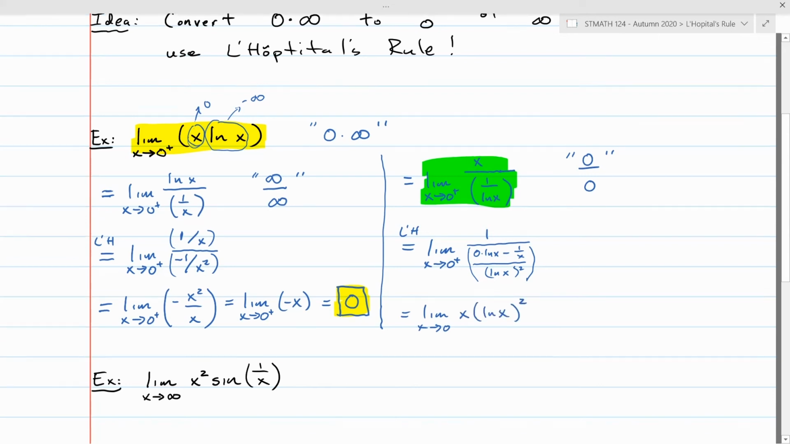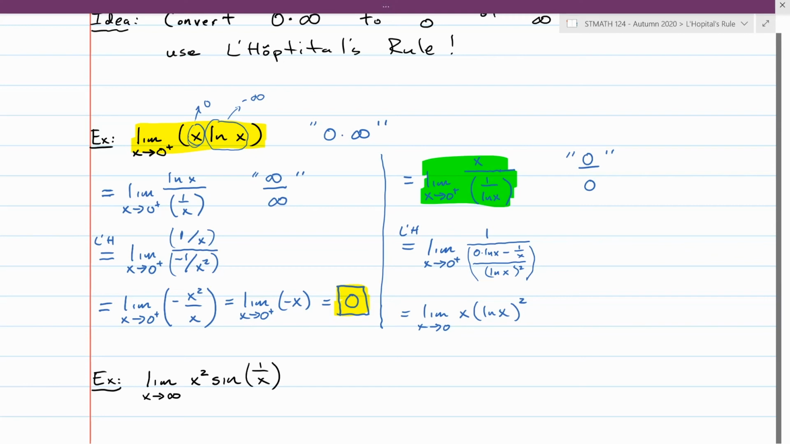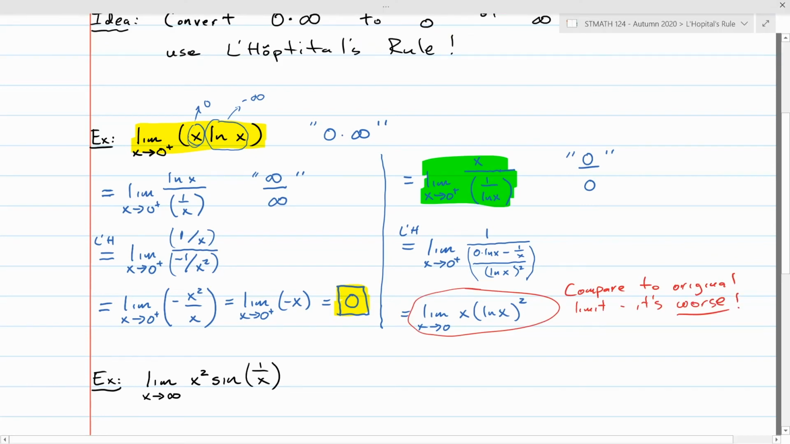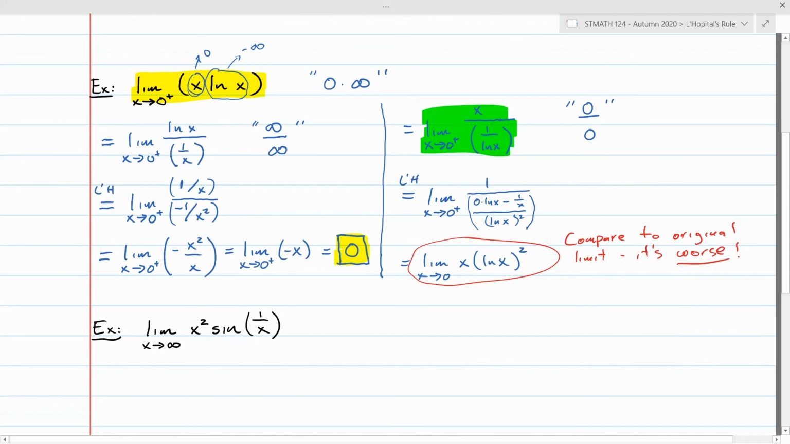So compare that to the limit that you started with at the very beginning in yellow. It's just like actually worse, right? So sometimes when you do L'Hopital's rule, you get something that's even worse than what you started with. So I went from x natural log of x to x natural log of x squared. It's still a 0 times infinity, but somehow I just increased the exponent on the natural log of x by doing this process. So, that's sort of a hint that I went the wrong way. So I'm just going to give up on that approach.